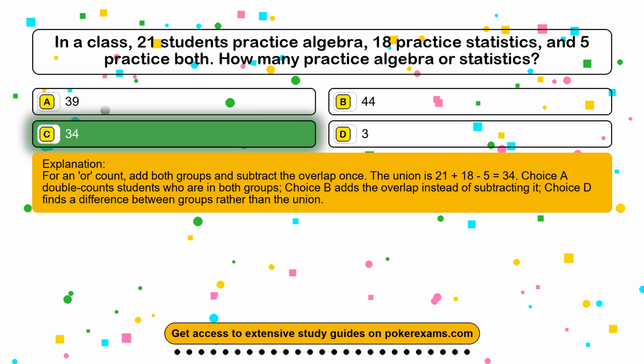Choice A double-counts students who are in both groups. Choice B adds the overlap instead of subtracting it. Choice D finds a difference between groups rather than the union.